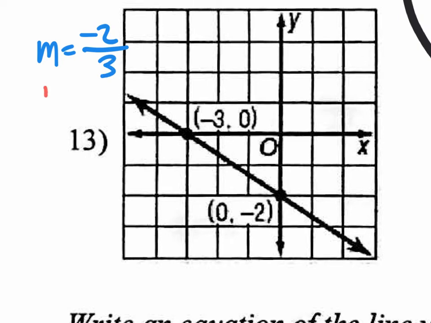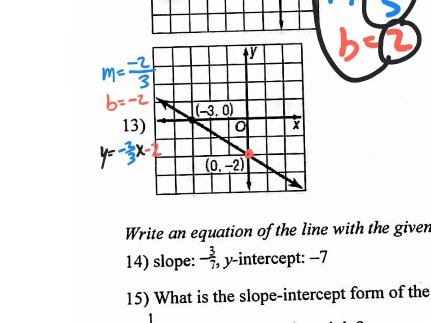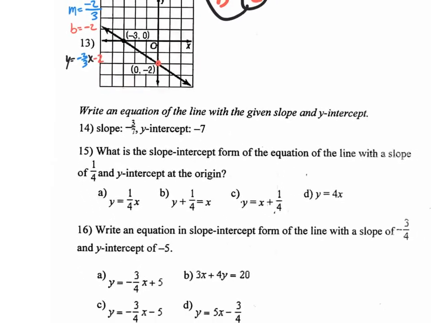How about the b value? That's the easiest question. Where does it cross the y-axis? It crosses right here at negative 2. So what's my answer? It's my equation. y equals negative 2/3 x minus 2. Now you don't have to have the plus sign. You could just write it as minus 2. Or you could put plus negative 2, but it's easier to just write minus 2. Okay, moving on to the next one.